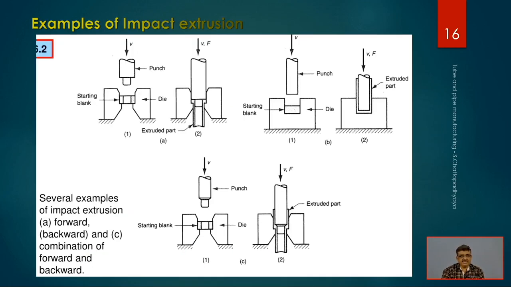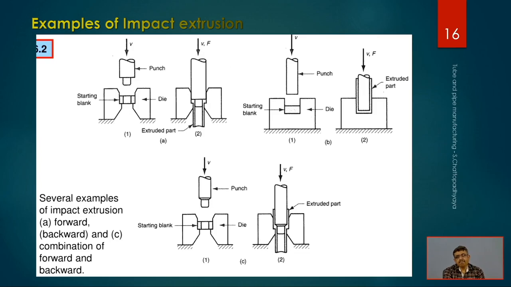And here we can see these different kinds of extrusion. One is impact extrusion. In one go it will be done. Another one is indirect extrusion, where the direction of the motion of the punch and the direction of the product flow are in opposite directions. So this is called the indirect type of extrusion, and some combination of forward and backward can also be done in some typical cases and configurations where both are matched together.